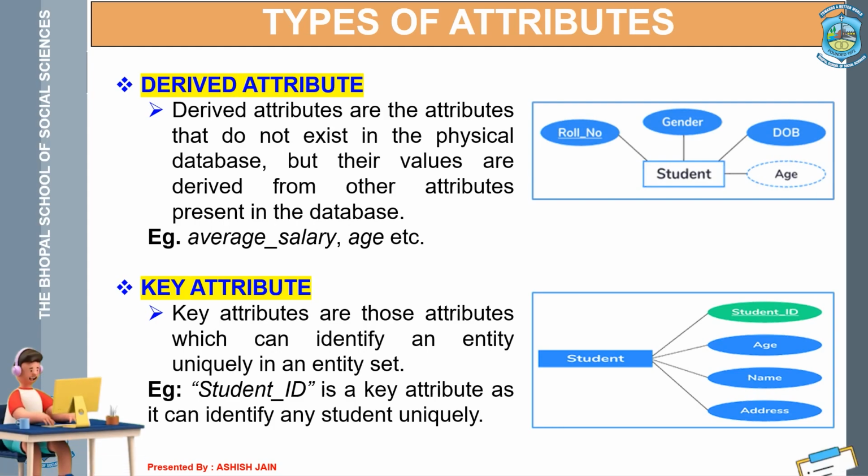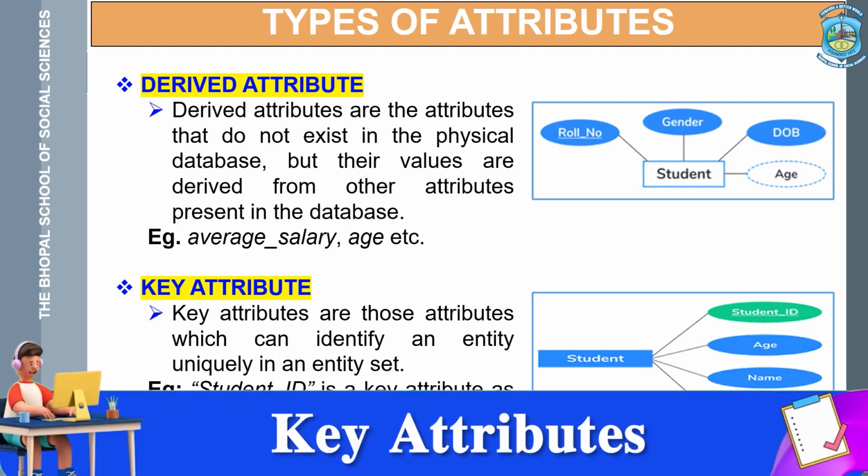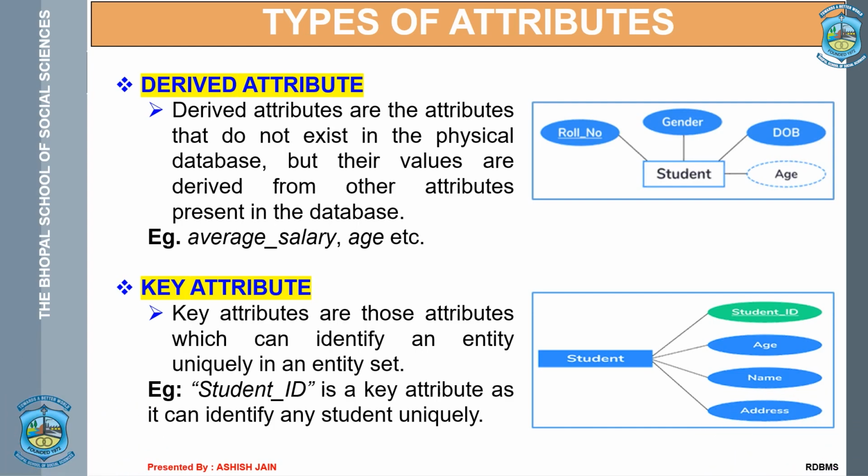Next, we have the key attributes. These key attributes are those attributes which can identify the entity uniquely in an entity set. So if you have more entities of the same type, to distinguish between two entities, we require such an index value. For this, we require the key attribute. Generally, primary key values are key attributes. Later in this module, we will be seeing different types of keys.